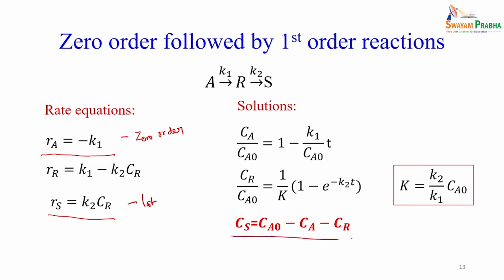And finally, in all the cases the Cs will be the initial concentration Ca naught minus the concentration of A, what is left, and the concentration of intermediate Cr, how much amount is there, because the total concentration will be Ca naught, that will be constant.